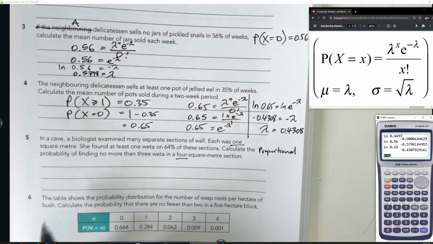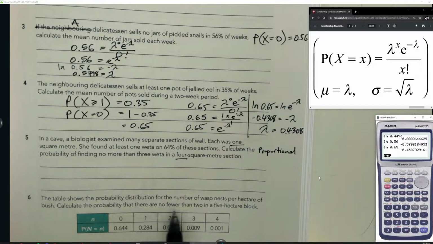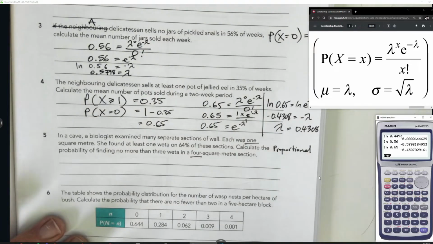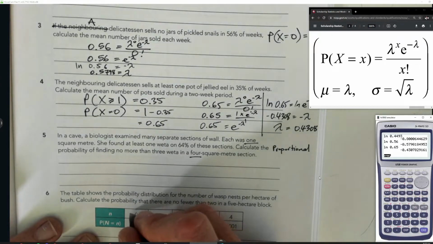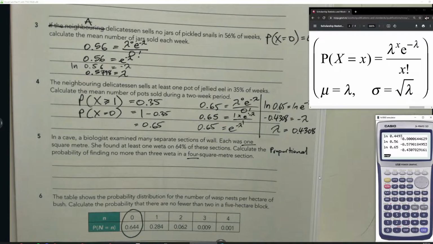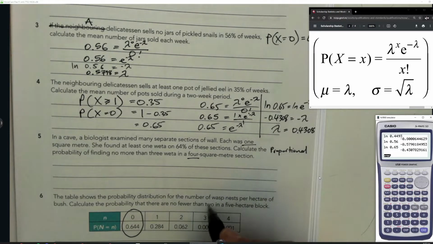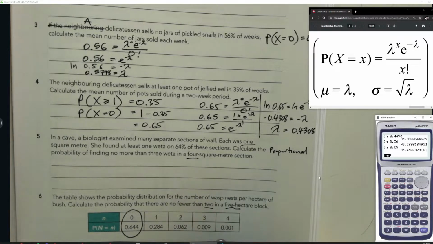Okay, the table shows a probability distribution for the number of wasps. There are no fewer than 2 in a 5 hectare. So this one here, they're giving you the whole table, and you only need this piece of information to make a model. 2 and then 5 hectare block.